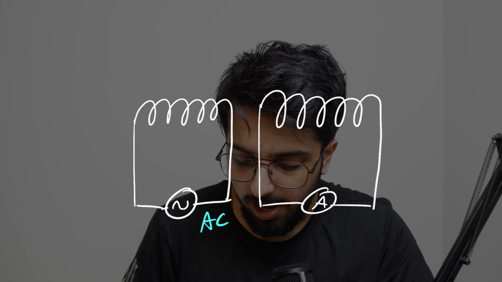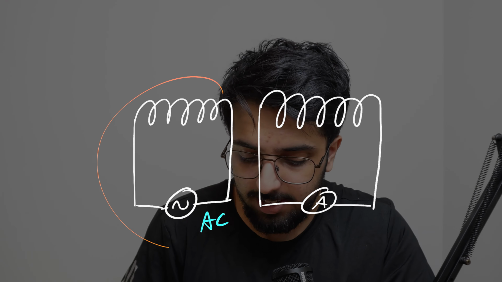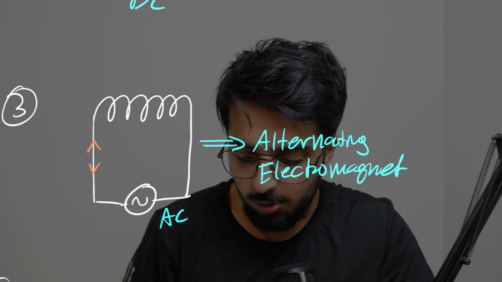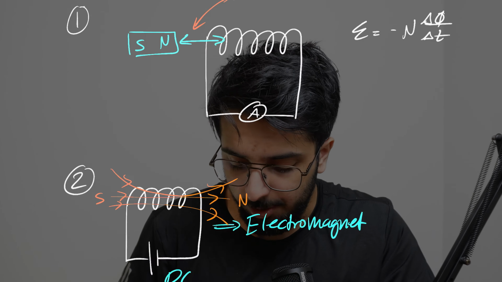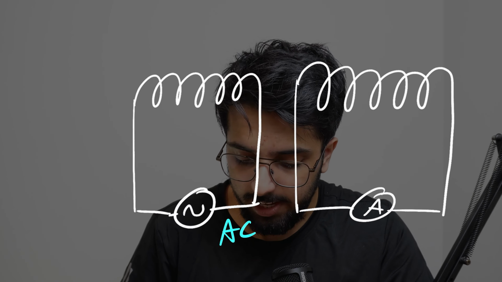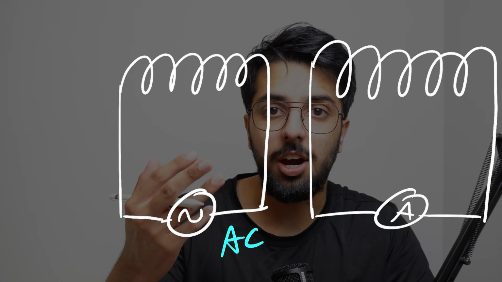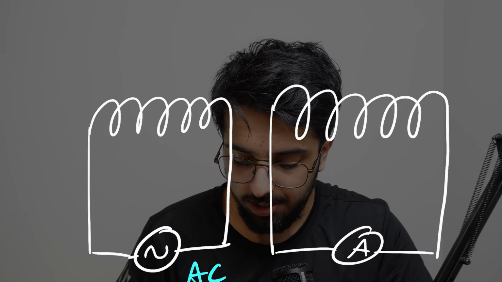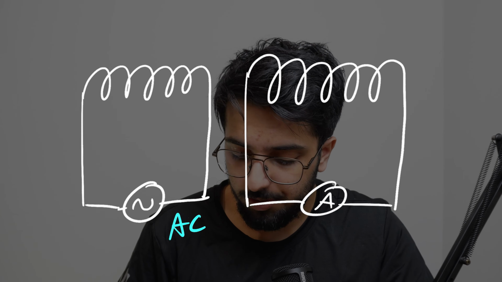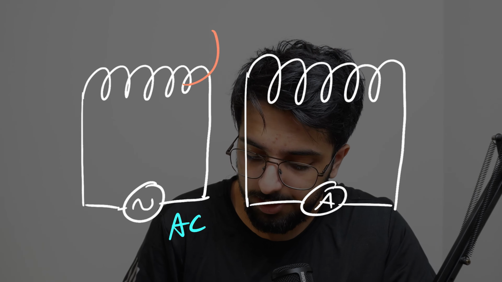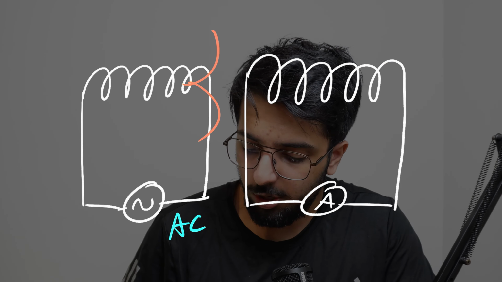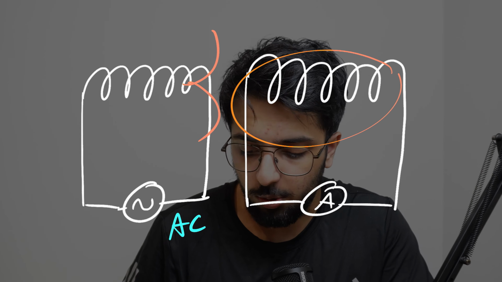As you can see over here, we have 2 coils. One is an AC coil that we had in part 3, and one is just a regular coil that we had in part 1. Looking at what's going on, this AC coil has a changing current, so the polarity of this electromagnet is continuously changing also. Therefore, the flux lines from this electromagnet interact with this coil over here, and we have an induced current in this coil.